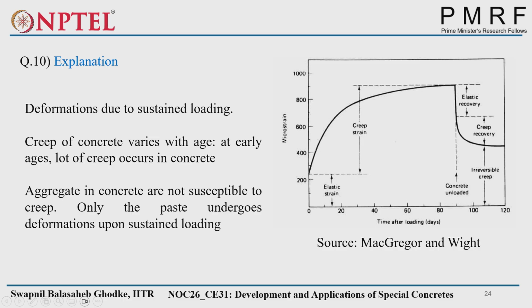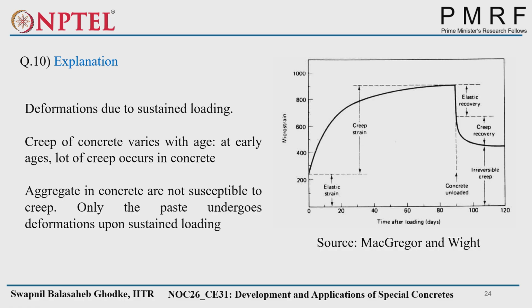So how it behaves, this image is from the Macrogranite books. What he indicates, you see, time after loading in days. Suppose we cast the column and put the slabs on it. Initially we get a sudden change in the deformation, that is called the elastic strain. And with age we'll get some creep strain. Suppose after a certain amount of time we remove that sustained load. So what happens?